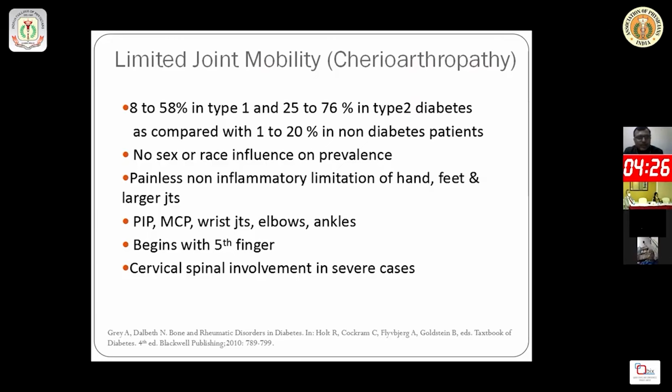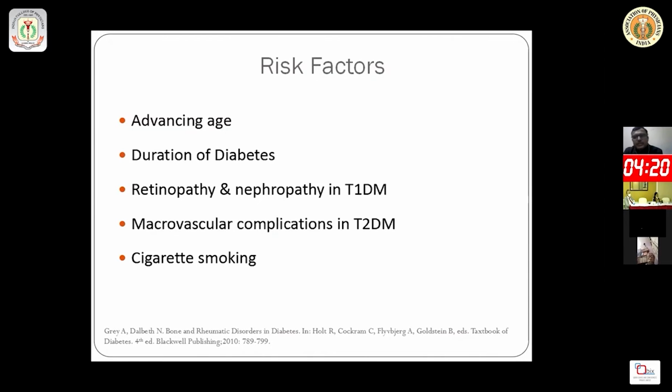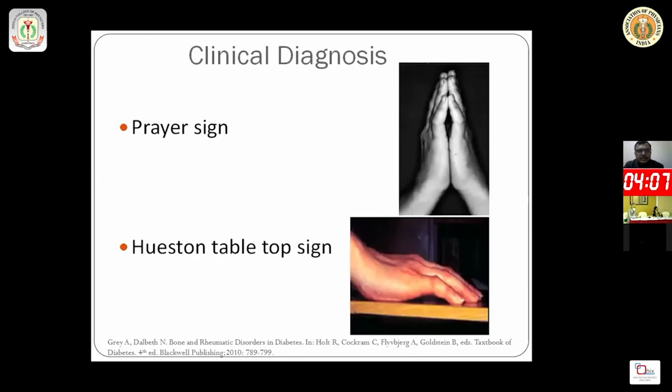It begins usually with the fifth finger, and cervical spinal involvement occurs in the late severe cases or in late stages. Risk factors include advanced age, duration, retinopathy, nephropathy in type 1, and if the patient is having macrovascular complications in type 2 diabetics. Also, cigarette smoking is considered a risk factor here.